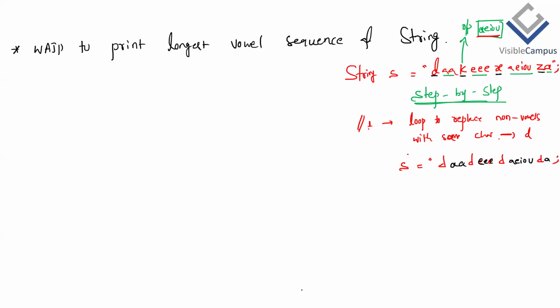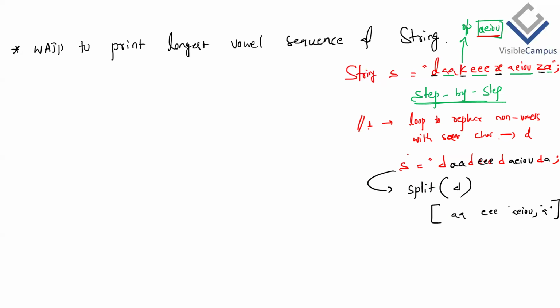Why do we do it like this? Now we can implement the split method on this. Split by what? D. Once it is split by D, it will become an array of vowels only. Yes or no? It will become one array. The elements are double A, triple E, and AEIOU, and A. So this is the split result which we are going to get. Correct or not? Yes, sir.